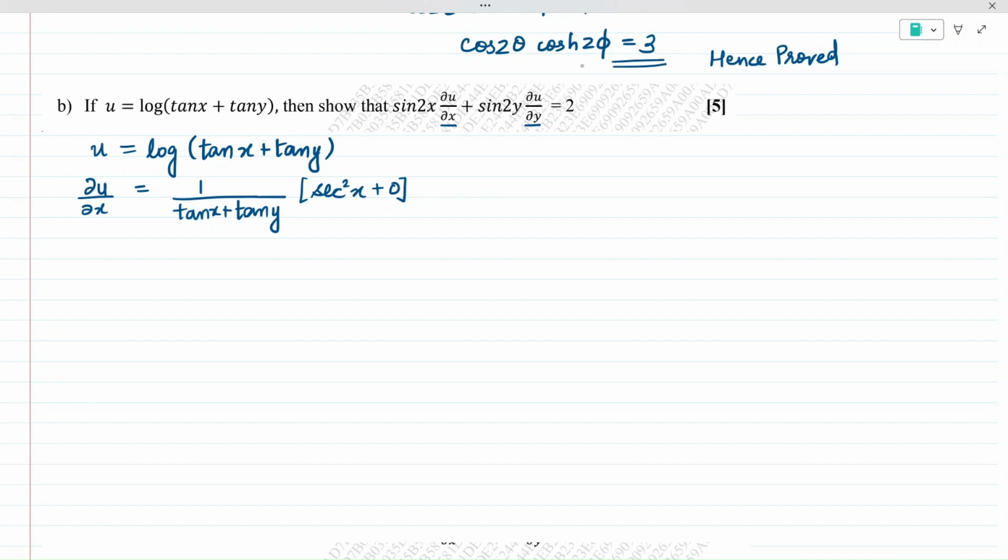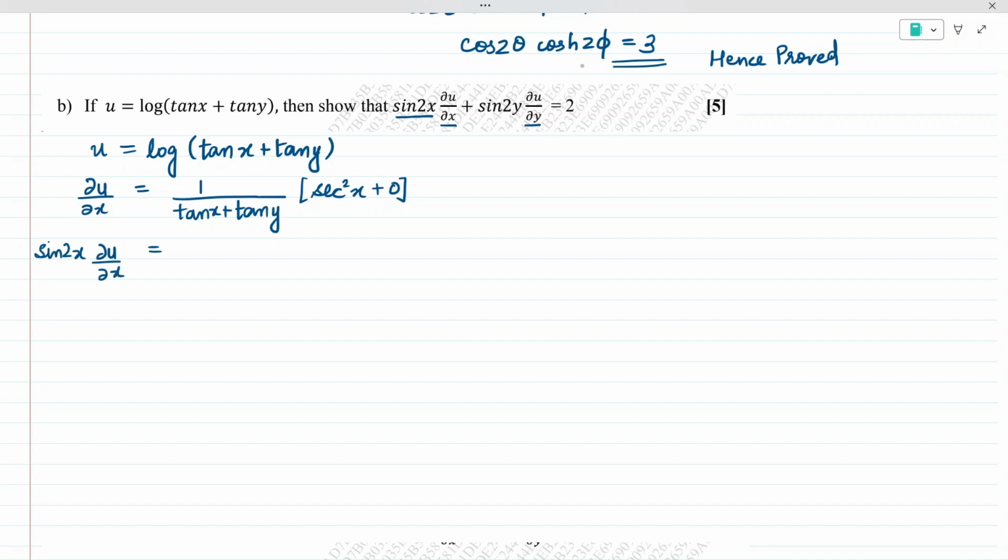partial derivative with respect to x ले रहे हो तो आपको बाकी सारे variables को constant treat करना होता है. तो y will be treated as constant. So ये sec square हो गया. अब question में मुझे चाहिए sin 2x multiplied by deba u by deba x. Okay, so sin 2x multiplied by deba u by deba x.